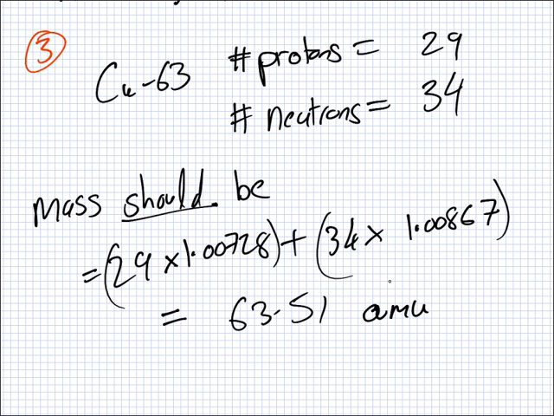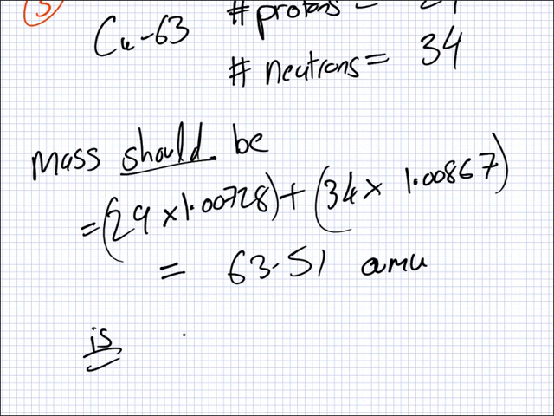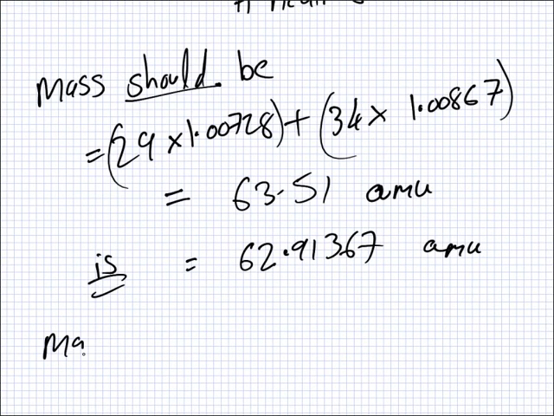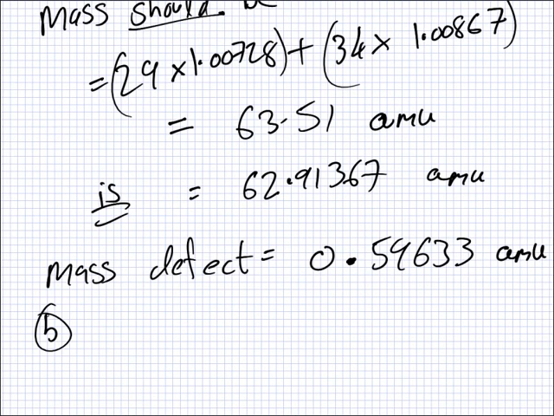AMU. That's what the mass should be. However, what the mass is I give it there: 62.91367. So I can answer my question what the mass defect is. The missing mass is the difference, which is 0.59633 AMU.